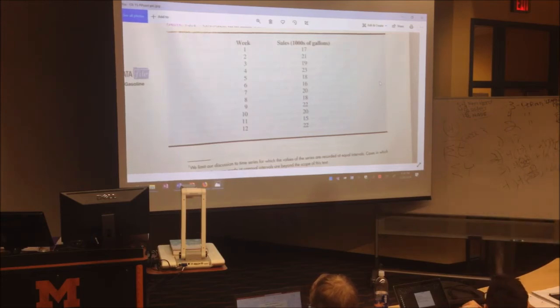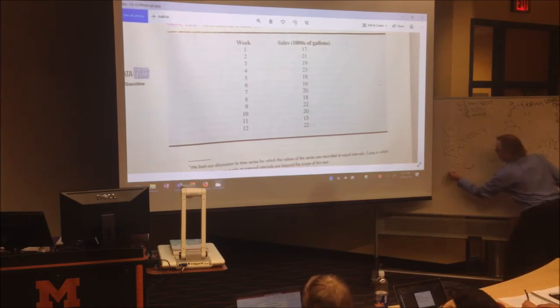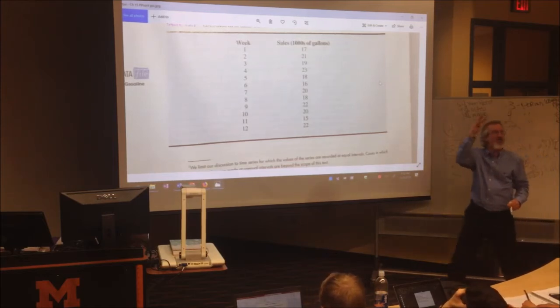We have one more column. Anybody want to tell me what that last column is? T squared. You go to the T's and you square them. 1 squared is 1. 2 squared is 4. 3 squared is 9. 4 squared is 16. 5 squared is 25, and so on. 12 squared, 144. 11 squared, 121, and so on. Then you add those all up, and that's the sum of T squared. So you've got the sum of YT, the sum of T squared, the sum of Y, the sum of T. There's your 4 columns.